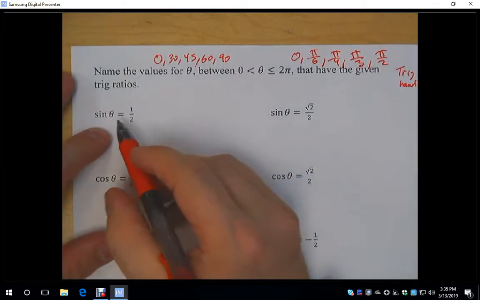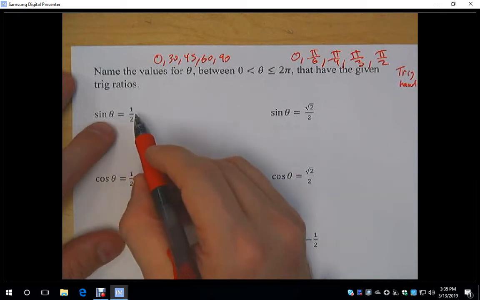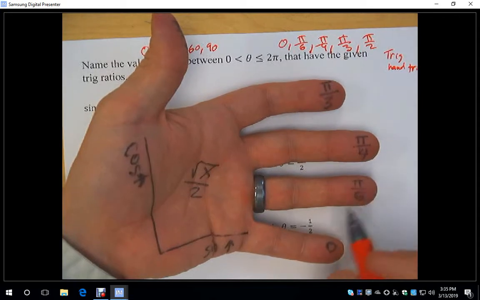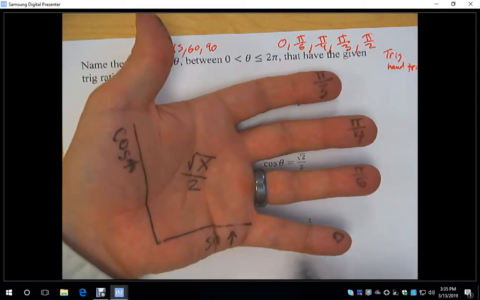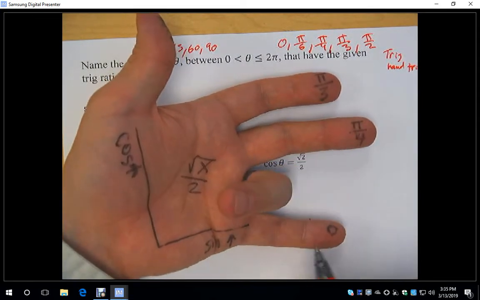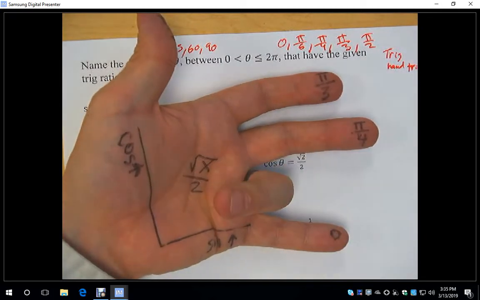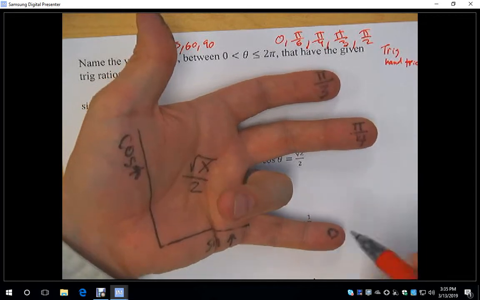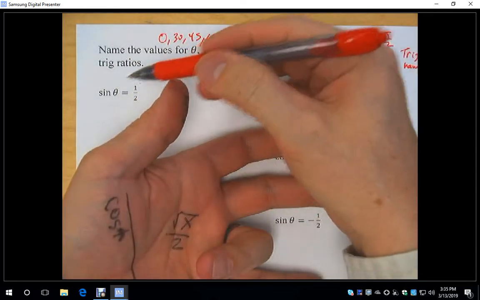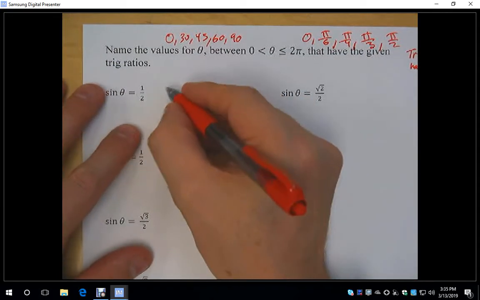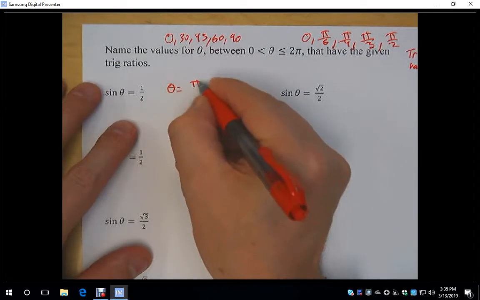So I have sine theta equals 1/2. I'm going to create this 1/2 using my hand trick. From the sine direction, I'm going to put this finger down right here, and that's going to give me the square root of 1, which is 1, over 2. That gives me 1/2. So when I have sine theta equals 1/2, that means that theta has to be pi sixth. So theta equals pi sixth.